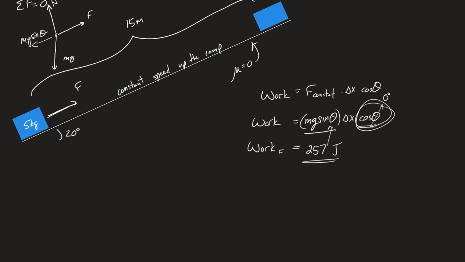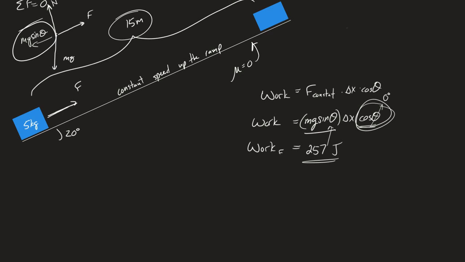Negative 257. Is that what you got? I mean, are you working that hard for it? This is the component of the force down the ramp. That's the component of gravity down the ramp. And the box still went 15 meters.